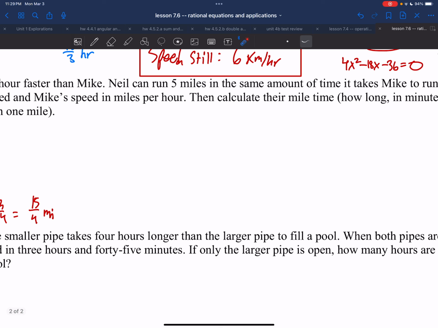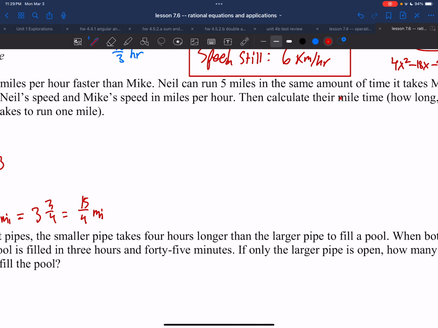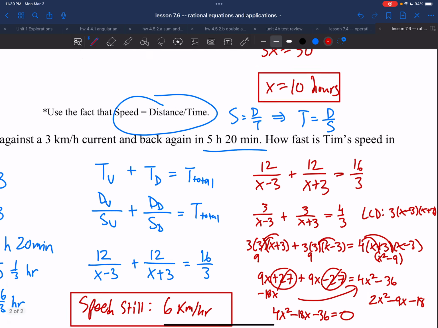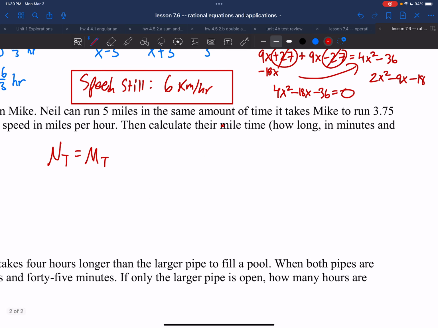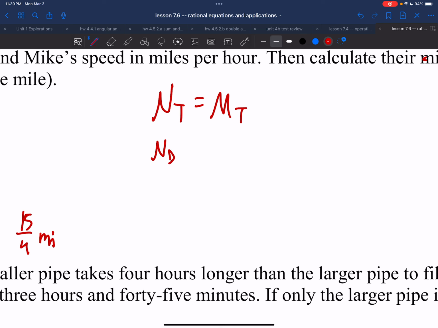Well, this middle sentence here, Neil can run 5 miles in the same amount of time as Mike. So what this implies is we're running different distances at different rates, but we're doing it in the same time, yeah? That means Neil's time is equal to Mike's time. So then what's the equation for time? Well, it's the same as the one from up here. Time is distance over speed. So what that means is this is Neil's distance over Neil's speed equal to Mike's distance over Mike's speed.